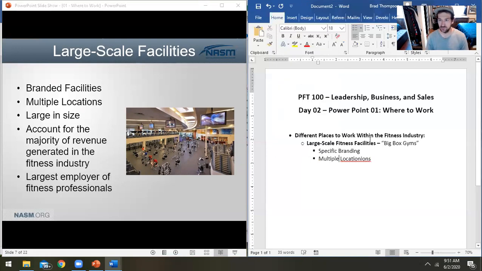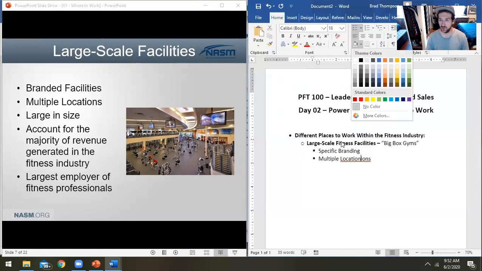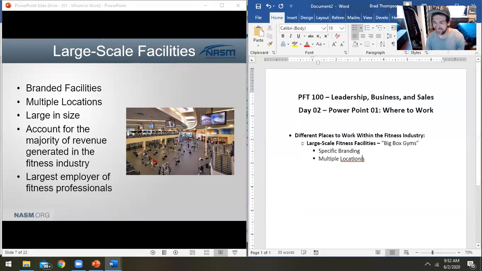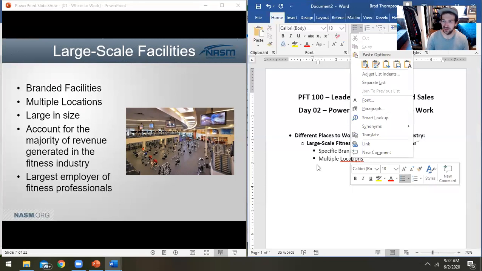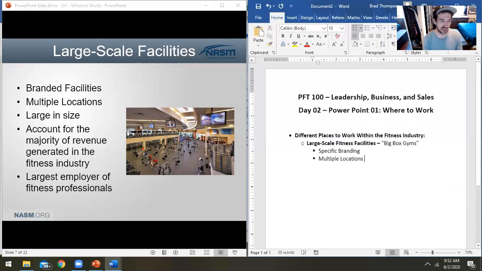Oh, good Lord. I doubled the word. That's so funny. Multiple locations.